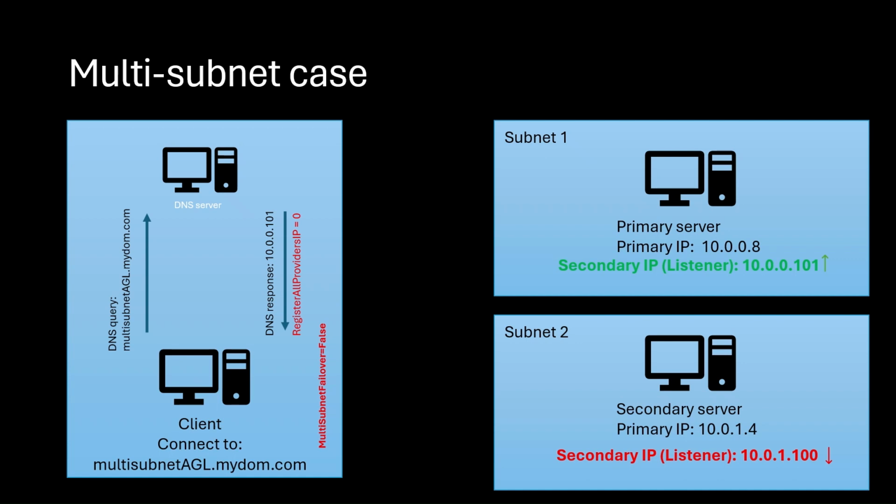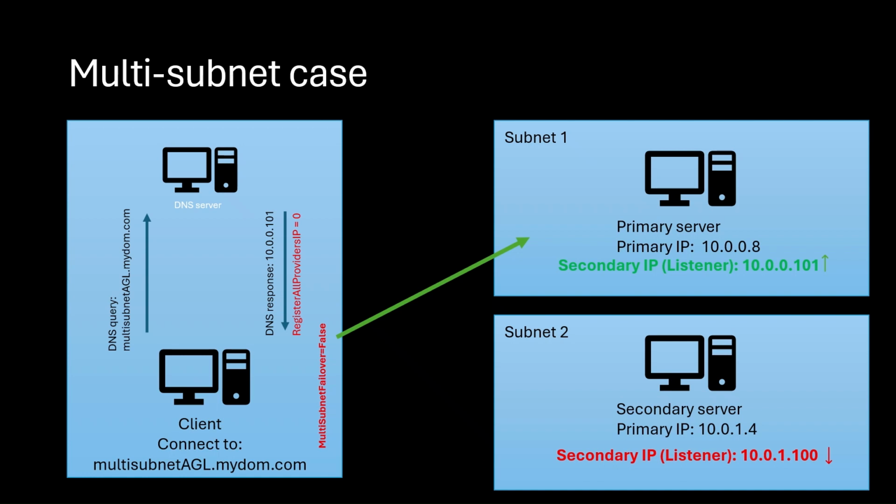The MultiSubnetFailover parameter is a comparatively new parameter and might not be supported in legacy applications. In this case, you don't have another choice other than setting RegisterAllProvidersIP equal to zero, which means only one IP should be registered for the listener DNS name. How does the client connect in this case? The client makes a connection only to the primary after getting the DNS response. There are no parallel connections.